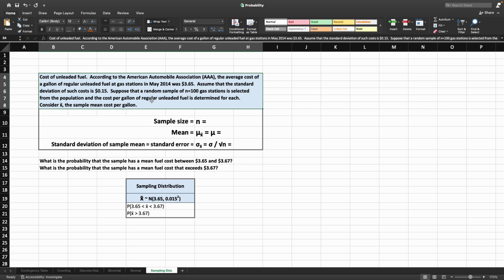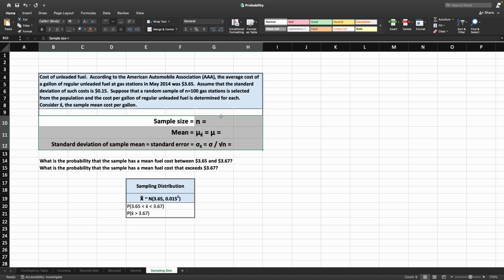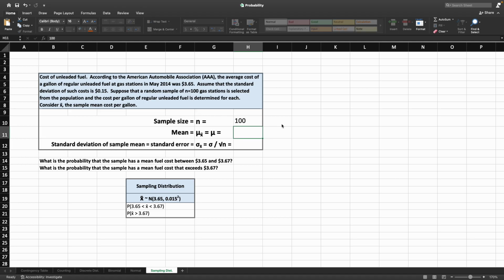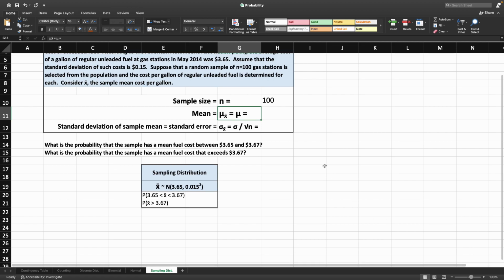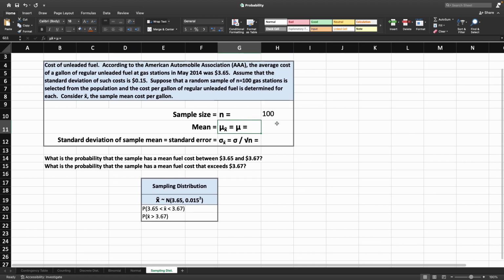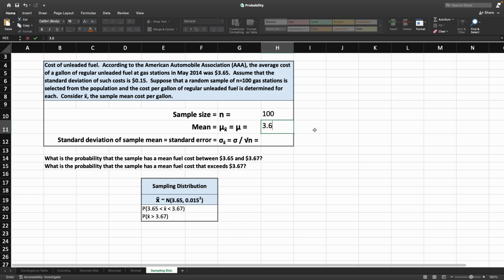Okay, so let's first just fill out our table. So our sample size, well, this was given to us, right? And here was given to us as 100. So the mean of the sampling distribution, so if you can read that, that's mu sub x bar. And we know it's just equal to the population mean, mu. And we were told that it is 3.65.